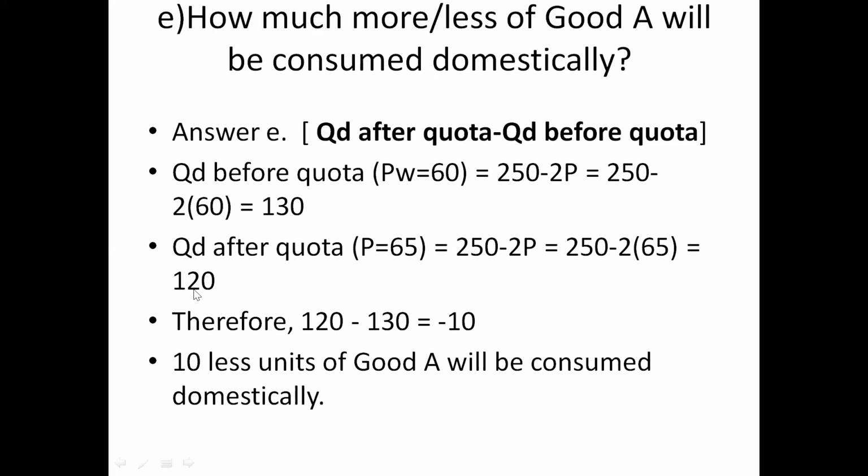That is 120. So what is the change? 120 minus 130 equals minus 10. So 10 fewer units of good A will be consumed domestically after the quota has been imposed.